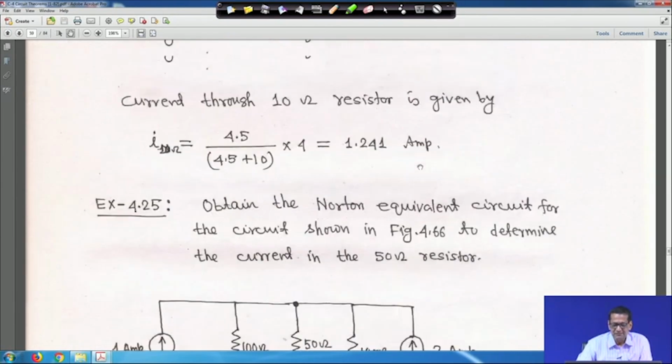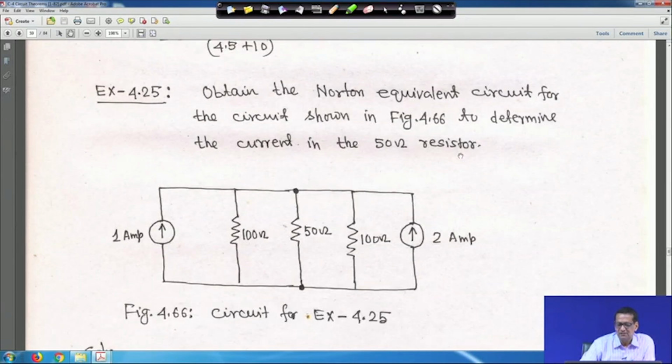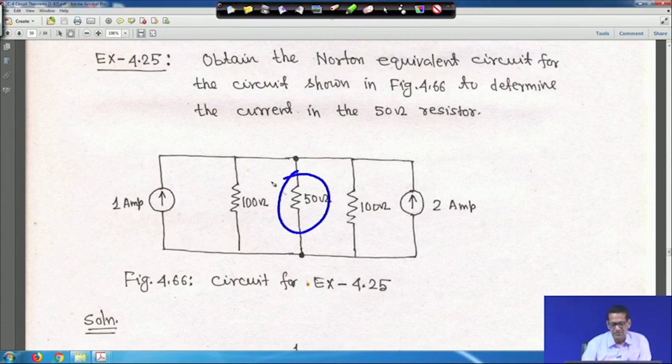Next one you take, hope things are understandable too. Obtain the Norton equivalent circuit of the circuit shown in figure 66. We have to determine the current in the 50 ohm resistance. So, we have to find out the current through this 50 ohm resistance.